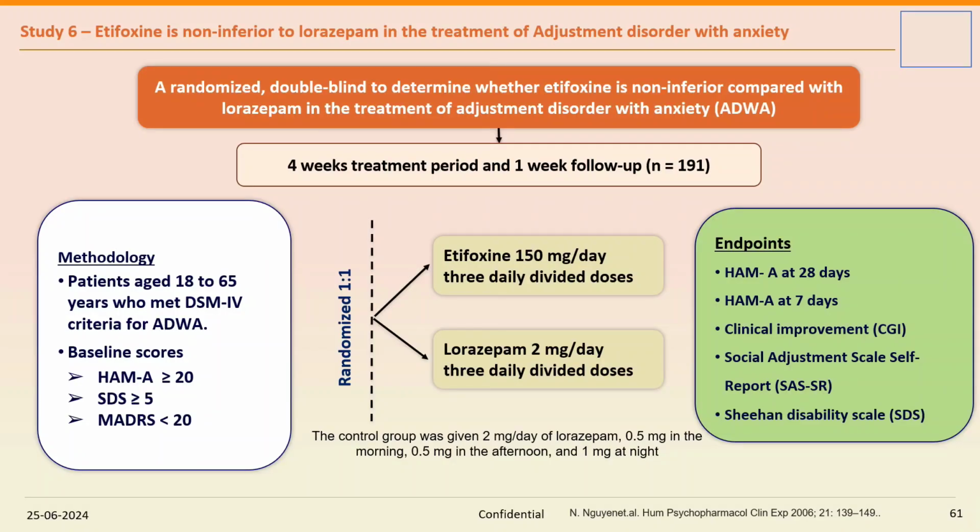The sixth and the last trial that we are going to see is a non-inferiority trial versus lorazepam in the treatment of adjustment disorder with anxiety. Again, etifoxine in 3 divided doses, 150 mg per day, and lorazepam 2 mg per day in 3 daily divided doses. HAM-A score was taken at 28 days and at 7 days, CGI was taken, and a self-reported social adjustment scale was taken. Patients were from 18 to 65 years.